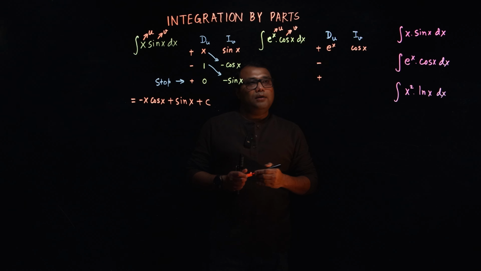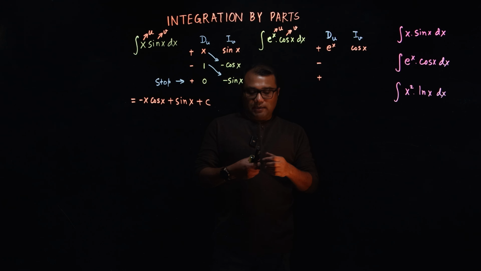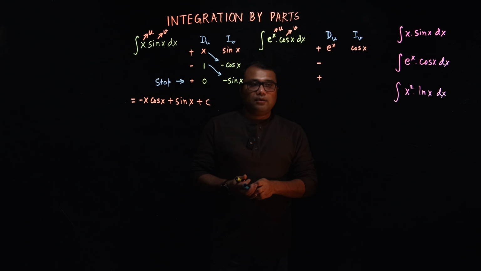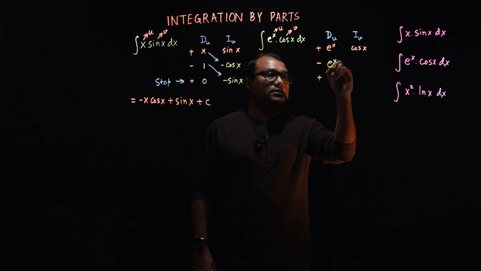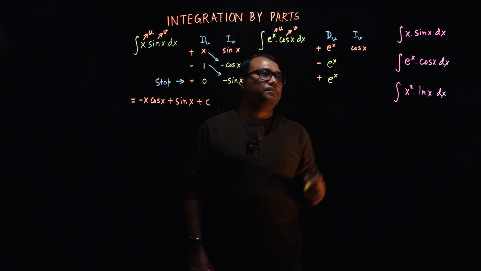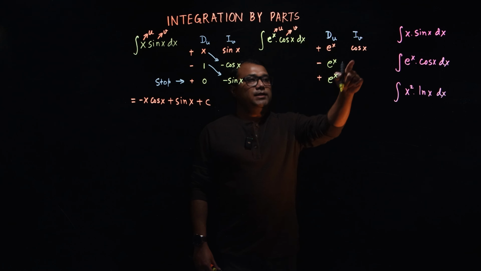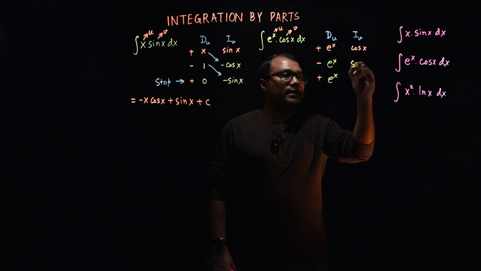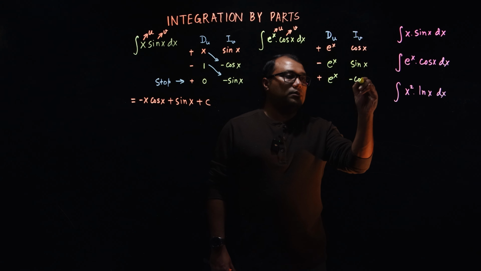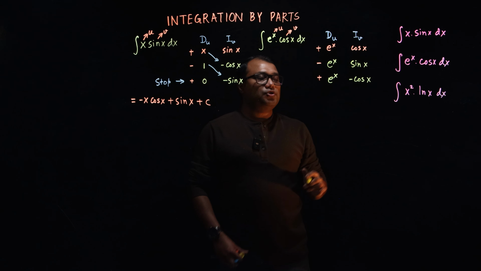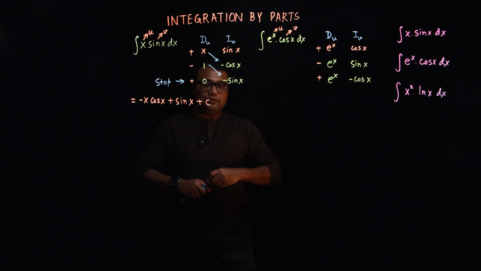Okay. Now, let us differentiate e to the power x. If we differentiate e to the power x, it is still e to the power x, and so on. But if we integrate cos x, it is sin x. Now, if we integrate sin x one more time, it is minus cos x. Let us decide to stop here. I will tell you the reason to stop here.